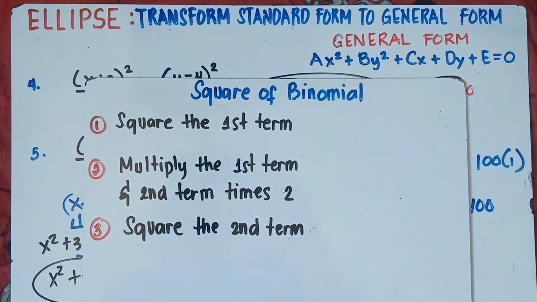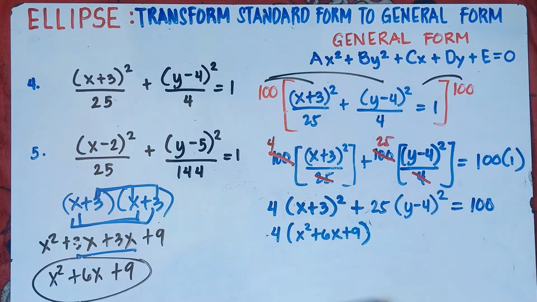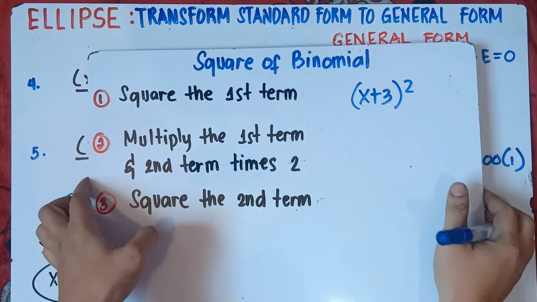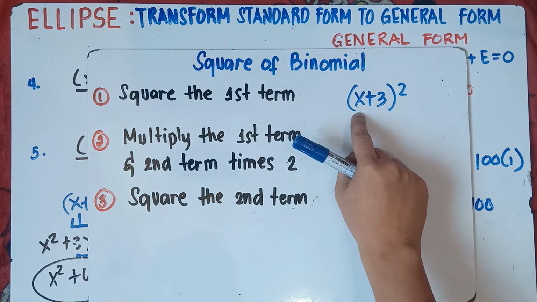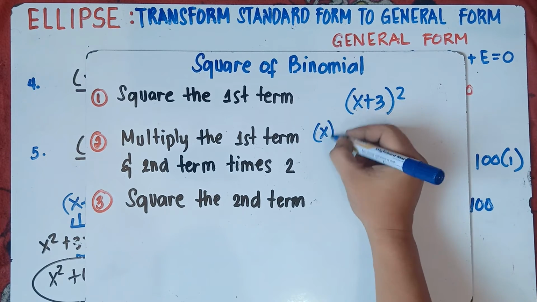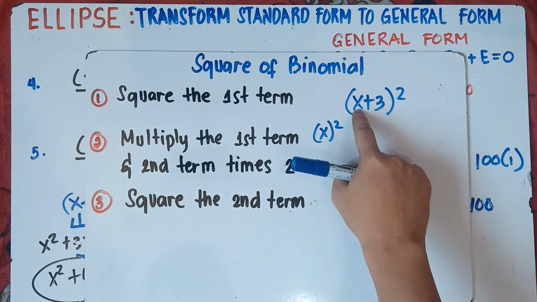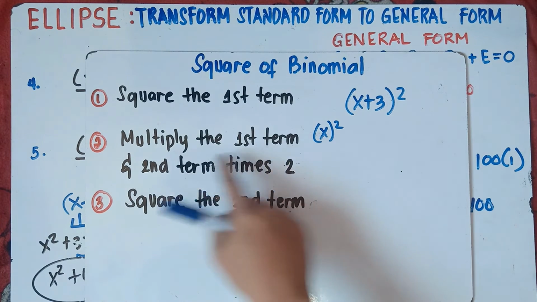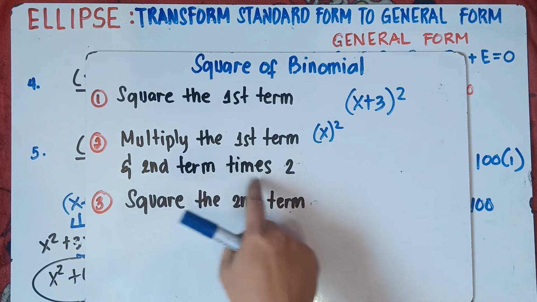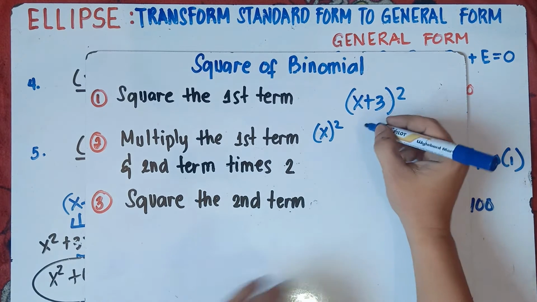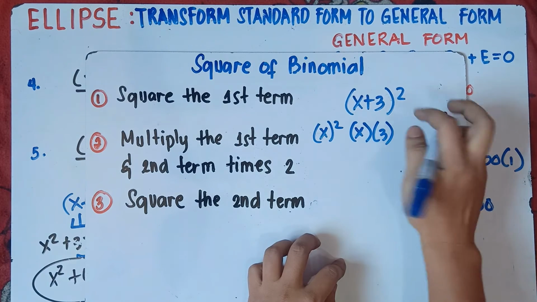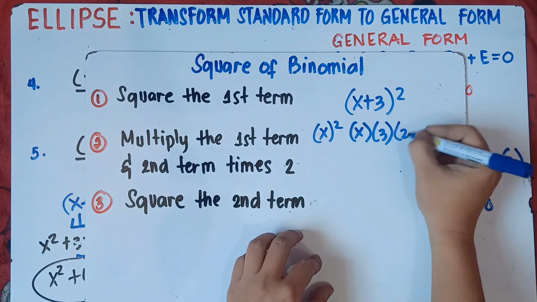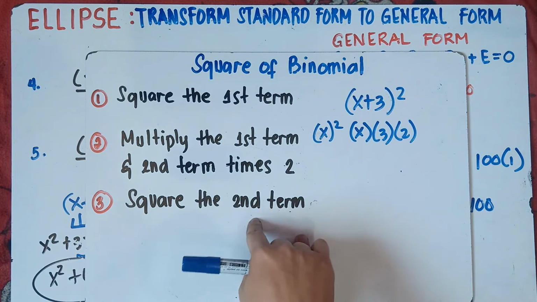Let me copy the equation, class: x plus 3 quantity squared. In the square of binomial, you square the first term. Our first term is x, you square it. Then multiply the first term and second term, so x times 3, then times 2. Then you square the second term.